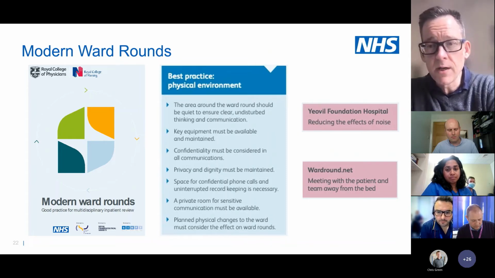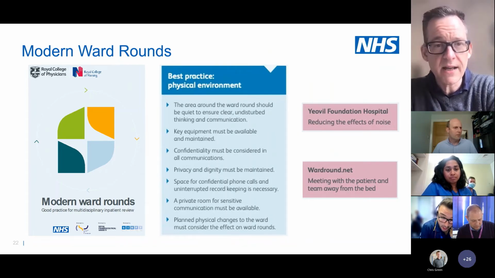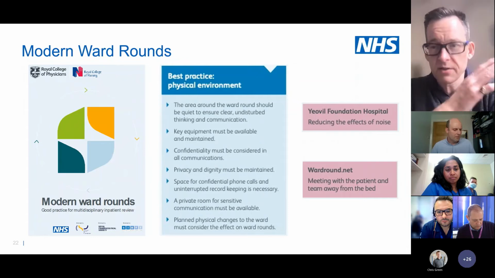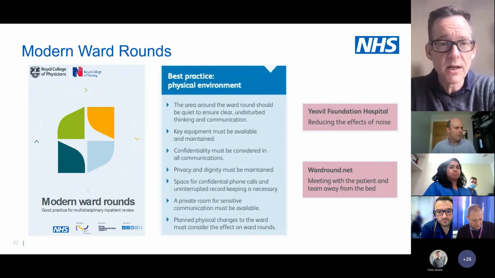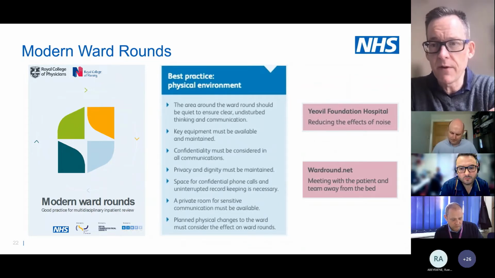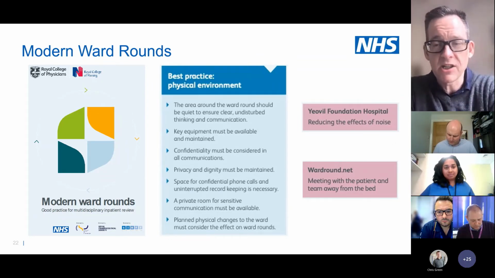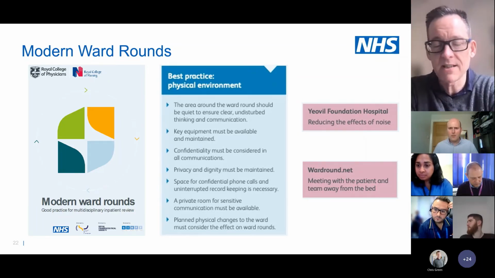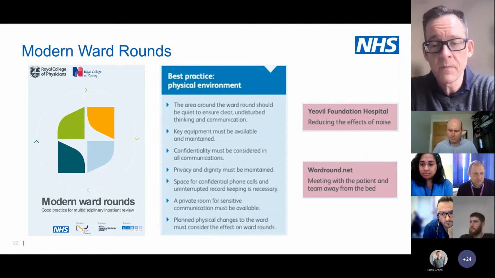One is from Yeovil. Zabir Khan and colleagues down there did a very simple improvement technique approach to reducing the sound levels on their wards, because they were noisy, not healing, very disruptive and very unpleasant to work on, which probably resonates with most of us. They just set up a decibel recorder and actually reduced the noise and demonstrated a reduced length of stay and better staff and patient experience.